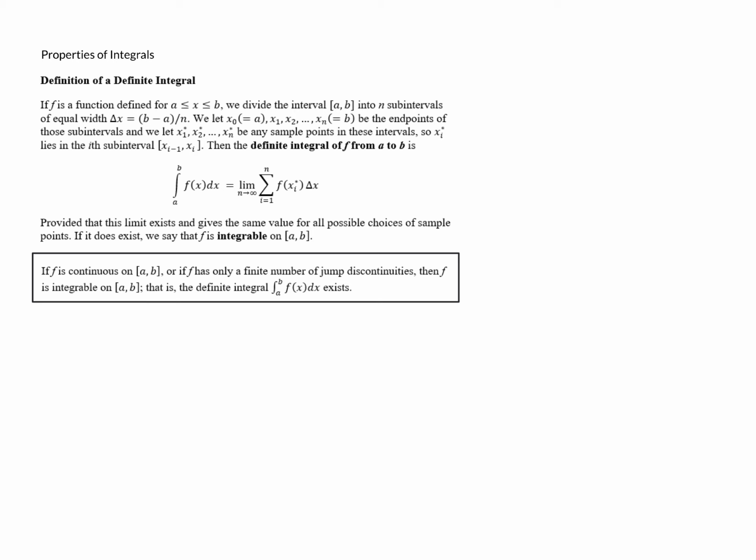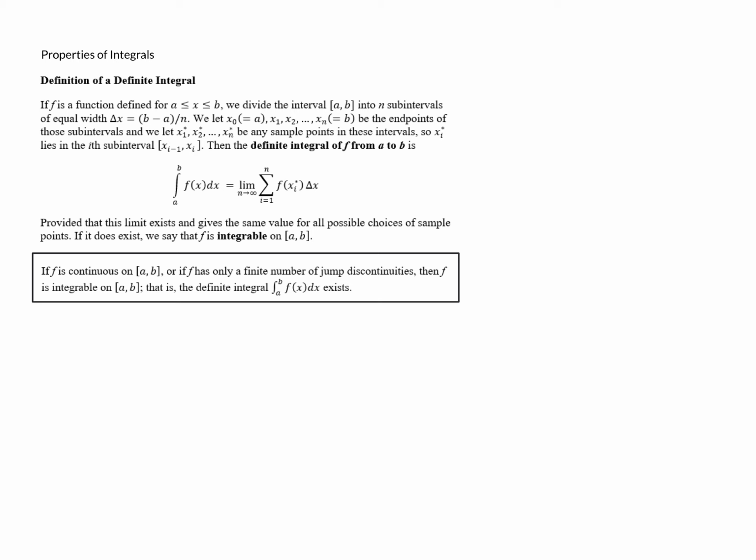If f is continuous on the closed interval from a to b, or if f has only a finite number of jump discontinuities, then f is integrable on that interval from a to b. That is, the definite integral from a to b of f of x dx exists. So this tells us if we have a function that's continuous on an interval, we can definitely integrate it. That integral exists, it is integrable, we are good to go.